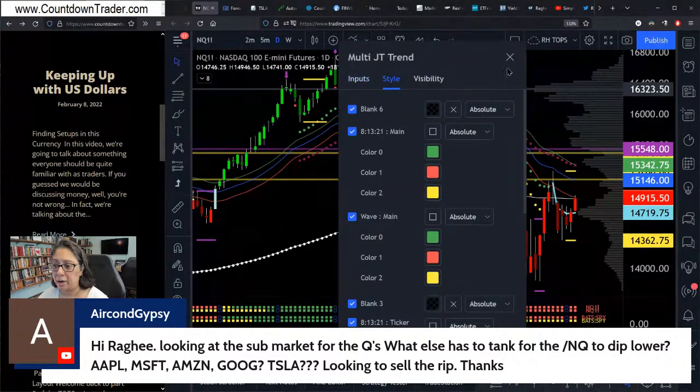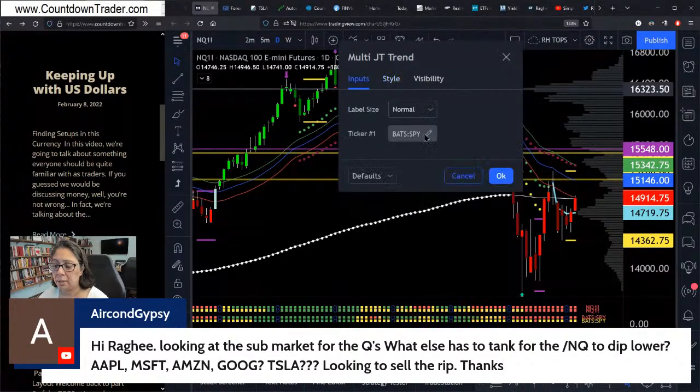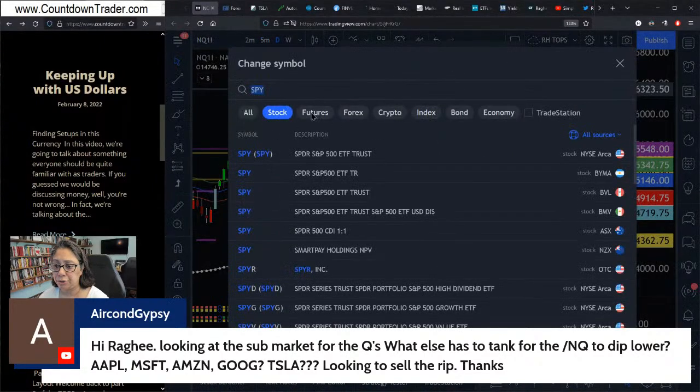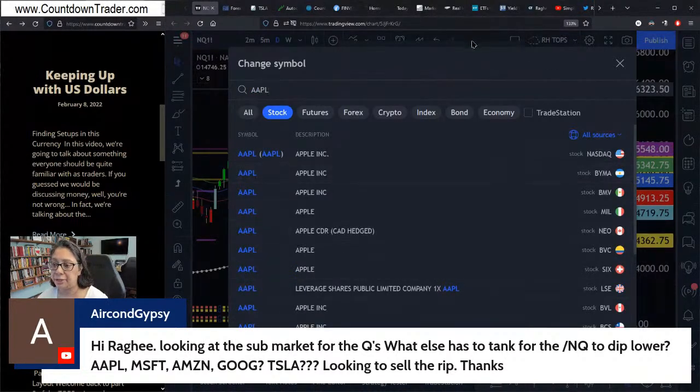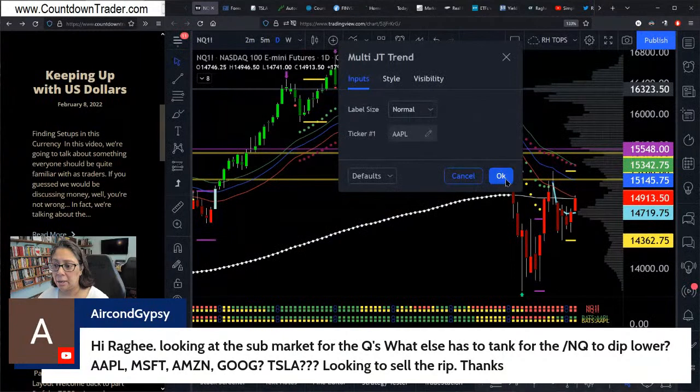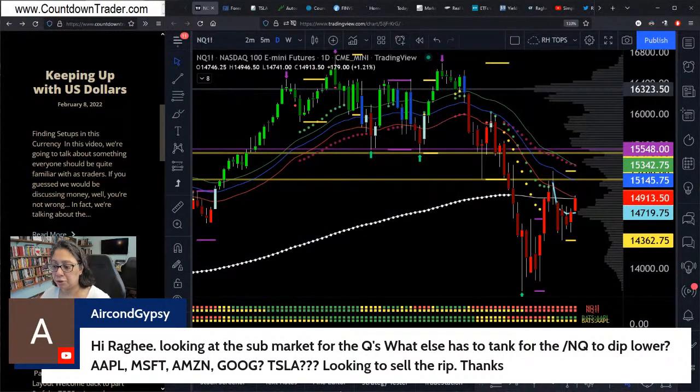And I want to compare the market, the NASDAQ, to Apple. All right. What's the structure on Apple? What does it need to do in order to move lower? All right. The structure on Apple is far more neutral to slightly bullish momentum than the NASDAQ. But of course, as you mentioned, that's not the only factor.